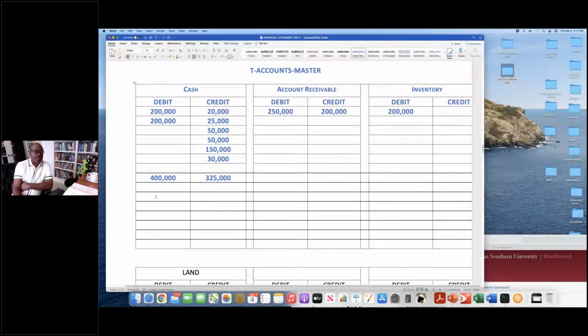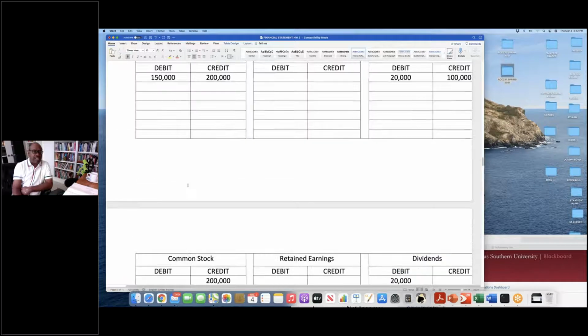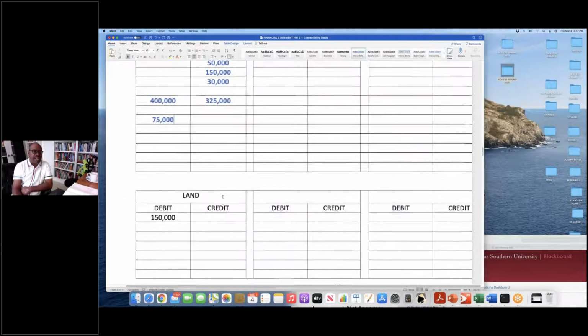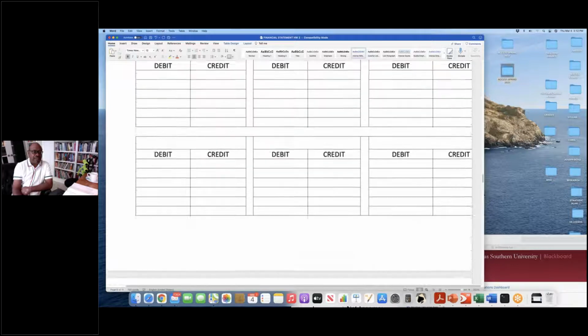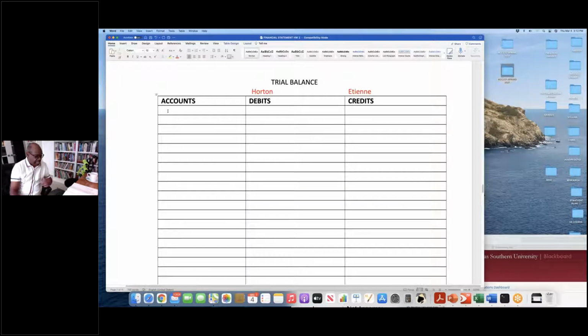So what's the balance in cash? How much cash do you have? If you start out with 400 and you spent 325, it's going to be 75,000. So what do we do with the 75,000? Not the 400 and 325, but the balance, 75,000. Put it right here. Cash, and then you're going to put 75,000 under the debits. That's always kind of the hardest one.